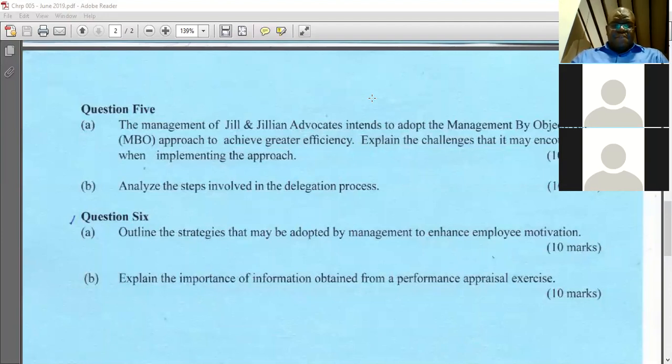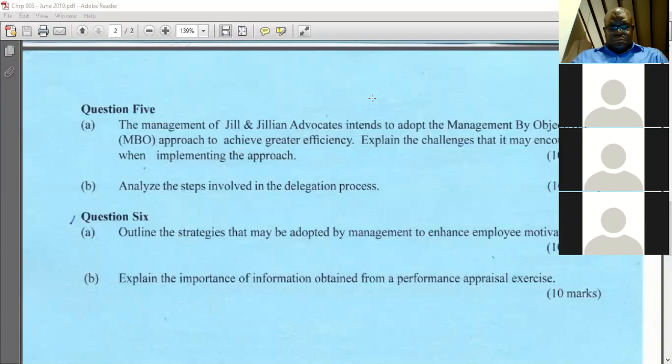Question B, 5B. Someone to read? Analyze the steps involved in the delegation process.